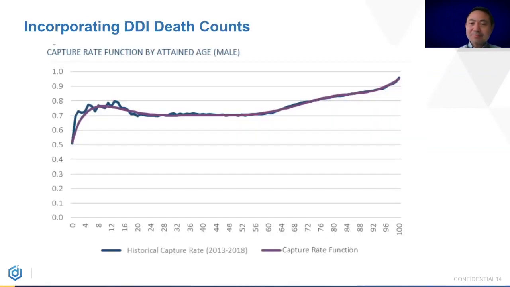Next slide, please. So since the DDI under-captures death counts, one way to estimate full death counts for a year, for example, is by way of a capture rate function. On this chart, there are two lines. The more volatile blue line is the average ratio of DDI and HMD death counts for each age, as the Human Mortality Database is used as a benchmark. The purple line is the fitted capture rate function using a polynomial logistic generalized linear model. We use this capture rate function to help us estimate the full year's death counts. Next slide, please.